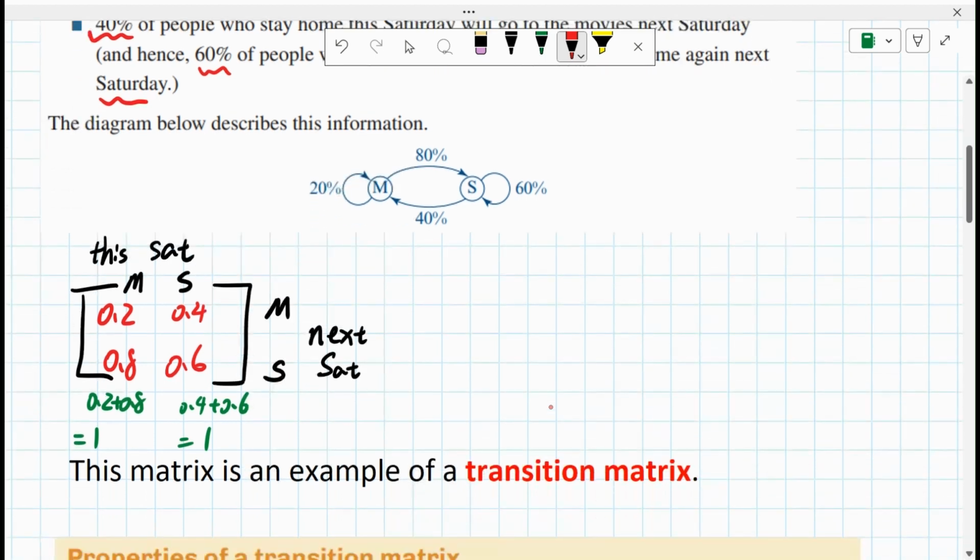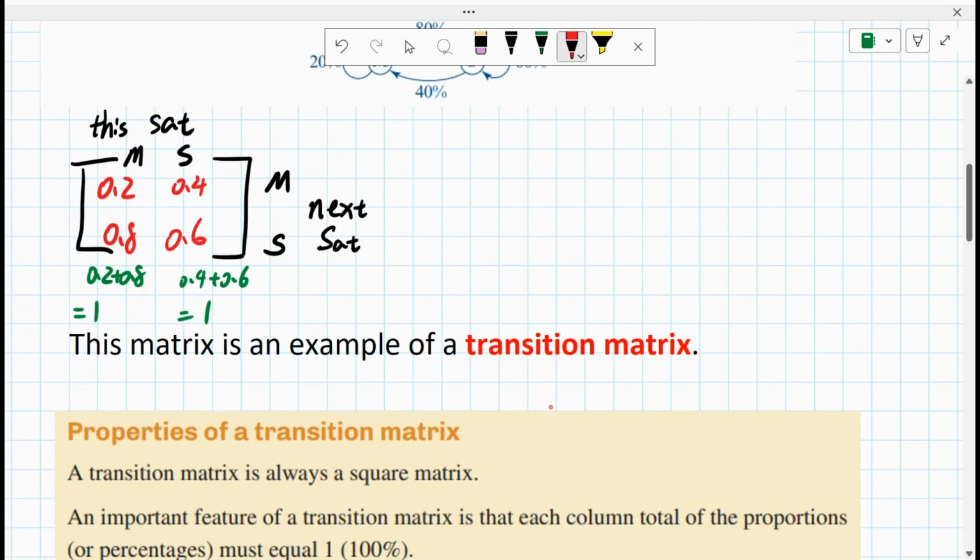So I create this matrix that looks like this, where 0.2 equals 20%. So if you're going to the movie this Saturday, 20% of people will go next Saturday again, and 80% of people will stay at home. 40% of people who stay at home will go to the movie next Saturday, and 60% will stay at home. So we can say this matrix is an example of a transition matrix.